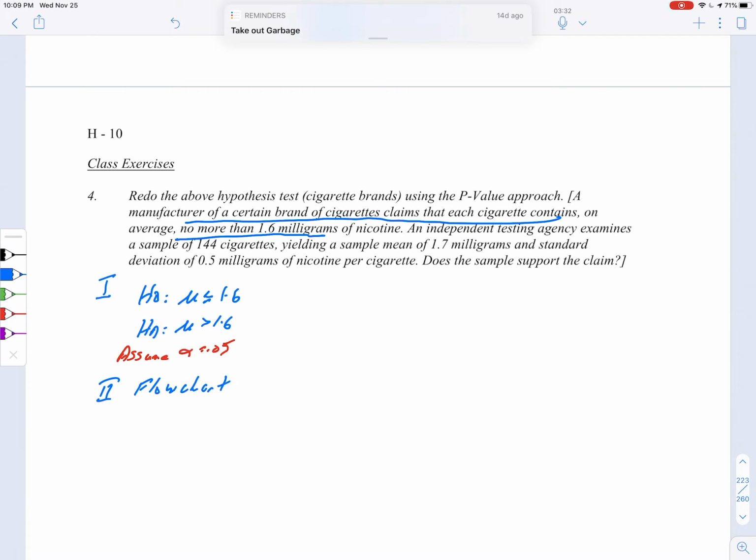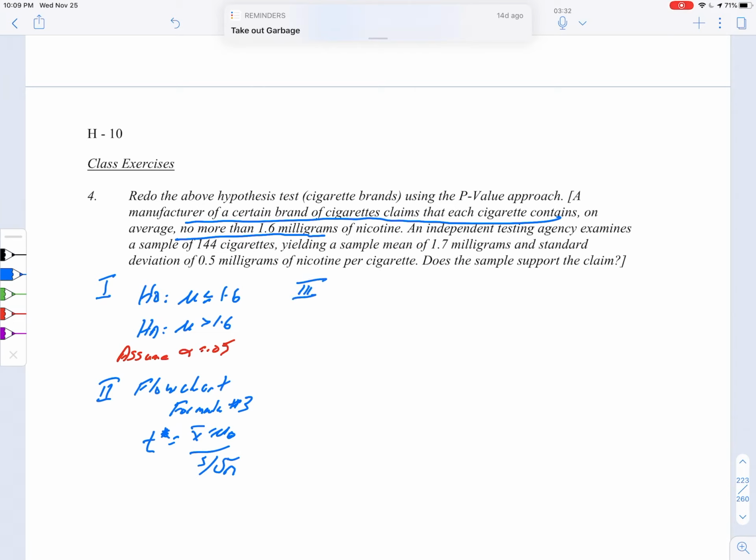Step number 2 is we go to the flow chart, and I'm not going to do that. We ended up with formula number 3. That is T star is equal to X bar minus mu naught over S divided by the square root of N. You can go back and take a look at the last video. Basically, it doesn't say anything about normality, but because N was 144, the central limit theorem kicks in. Sigma was not given, so we use a T distribution.